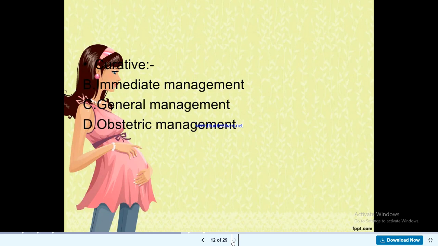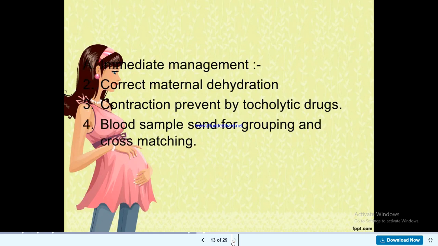Curative, that is immediate management, general management, and obstetric management. Immediate management: correct the maternal dehydration. Contractions are prevented by tocolytic drugs, that is the drugs which decrease the contractions of the uterus, and a blood sample is sent for grouping and cross-matching.